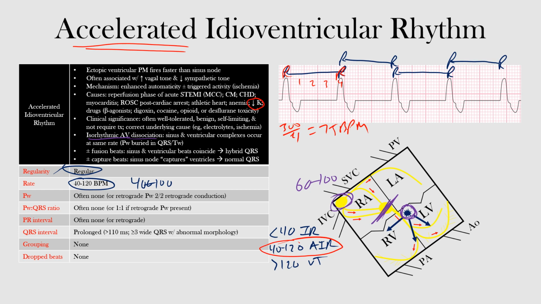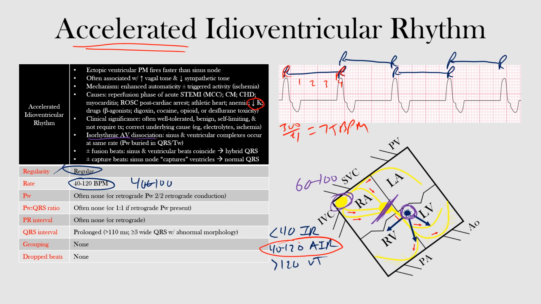Now, one final thing here is that you may see fusion or capture beats. Capture beats occur when the sinus node transiently captures the ventricles to produce a QRS complex of normal duration. And fusion beats occur when a sinus and ventricular beat coincide to produce a hybrid complex of intermediate morphology. And just as the name implies, the sinus and ventricular beat fuse together. This is something we'll get into more detail when we start talking about ventricular tachycardia, but it's something I want you to be aware of for now. You may see it in these cases if the rate gets a little higher, but not often.